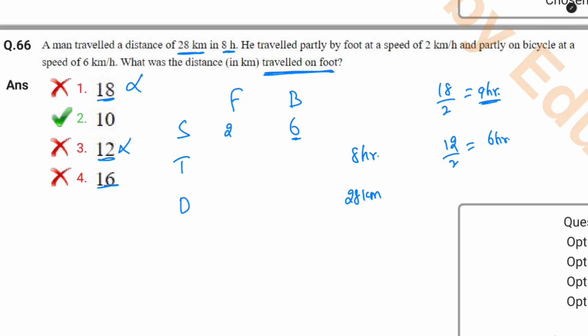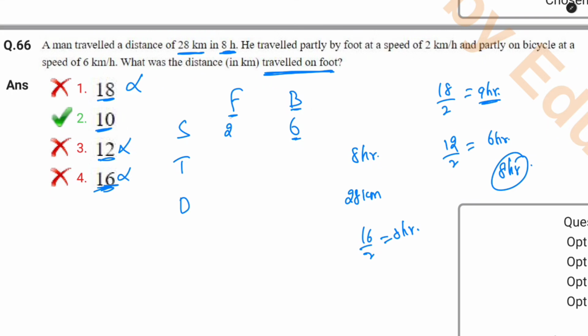So this is also not correct because it is whole. Whole means complete 8 hours. So this is not possible. Next, 16. So 16 divided by 2, it will take 8 hours only on foot. So the remaining 12 kilometers will be traveled by bike, so it will take more than 8 hours. So this is also wrong.